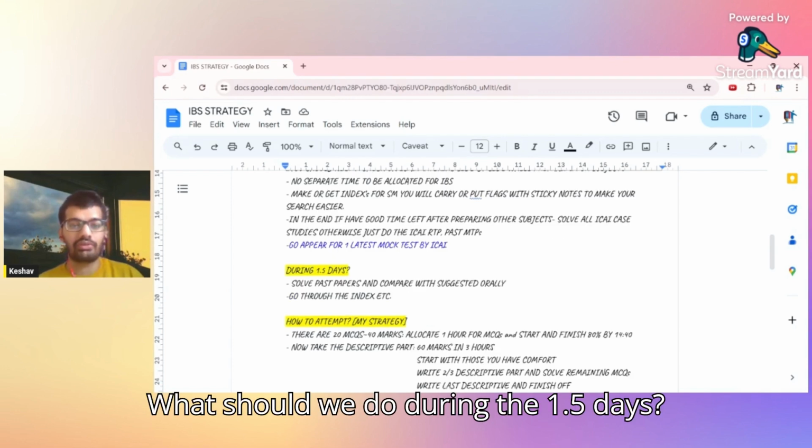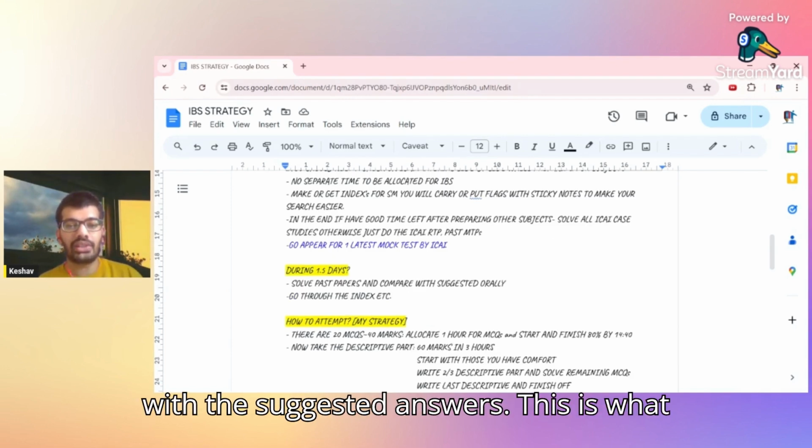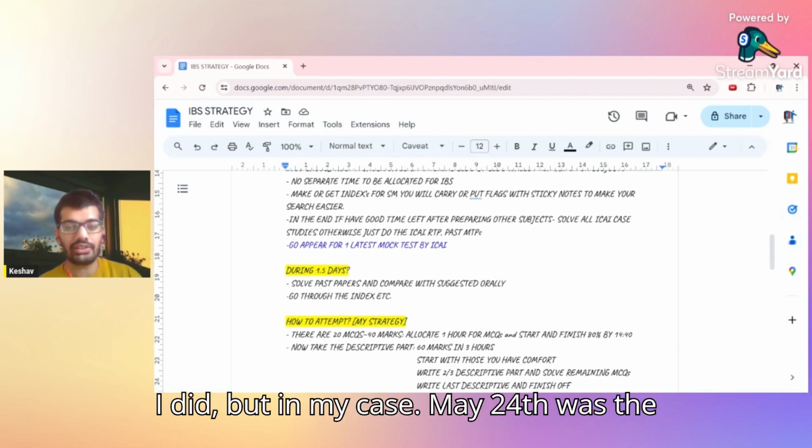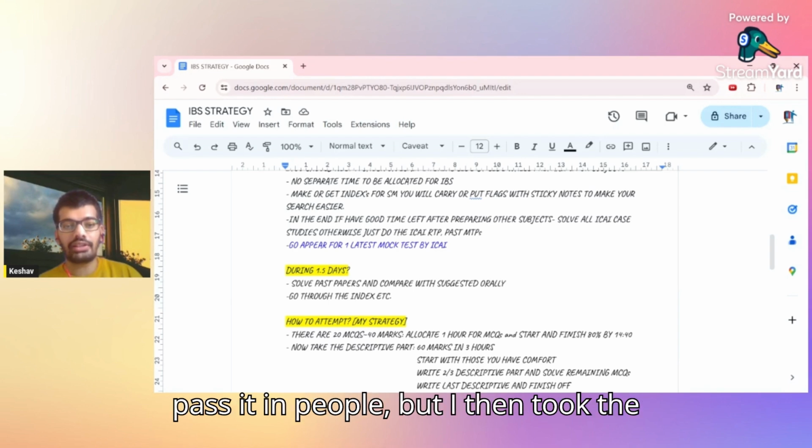What should we do during the 1.5 days? Just solve the past papers and compare with the suggested answers orally. This is what I did. But in my case, May 24 was the first time for IBS, so I didn't have any past attempt paper.